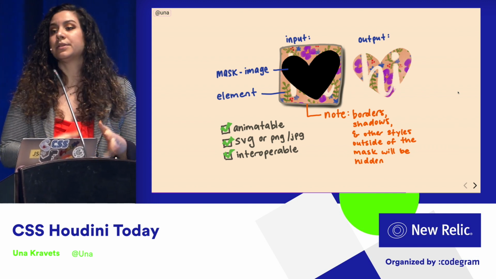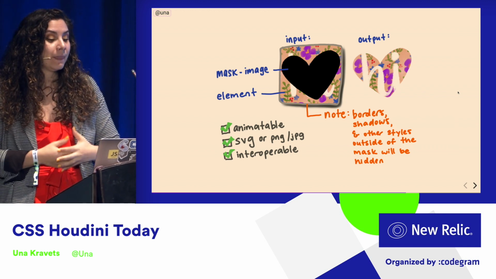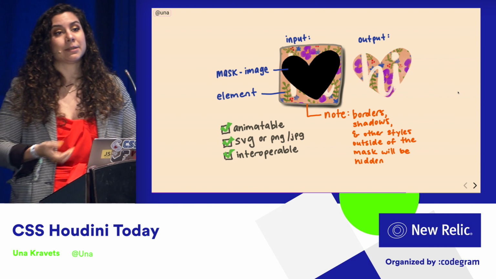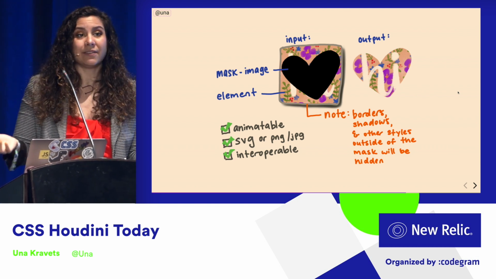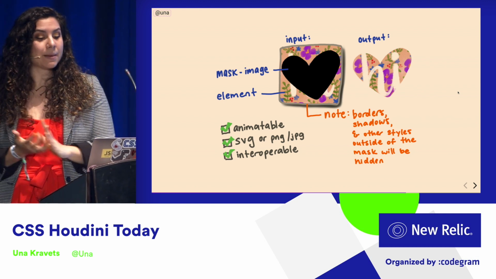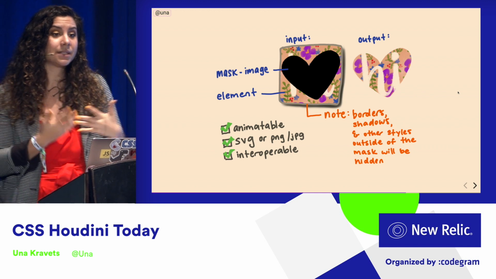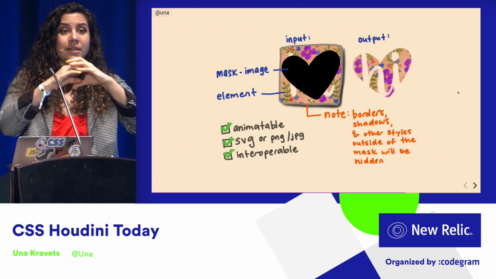They're interoperable. You can use a variety of mediums like PNG, JPEG, or SVG. And you can also use a Houdini worklet, because a Houdini worklet basically draws a canvas, which then you could put into your CSS code. One thing to note here is that borders, shadows, and other styles that are outside of this mask will be hidden, because you are telling your browser that you don't want to see anything outside of that mask.